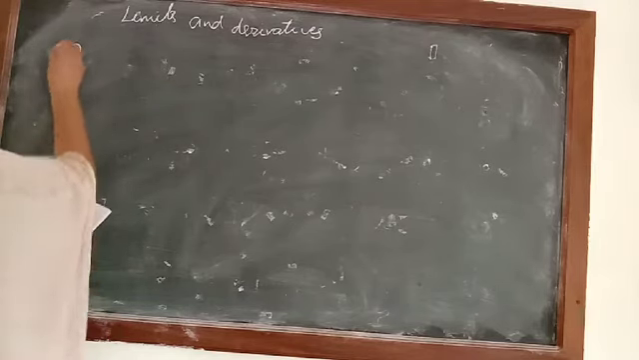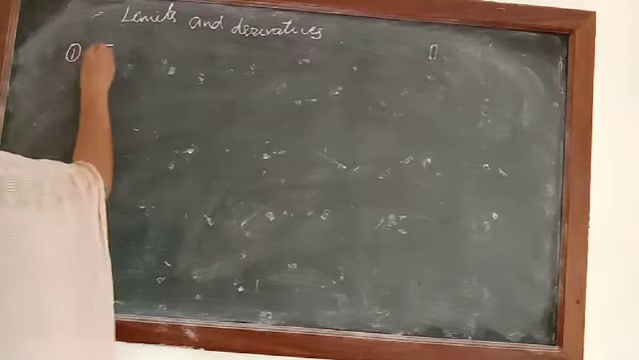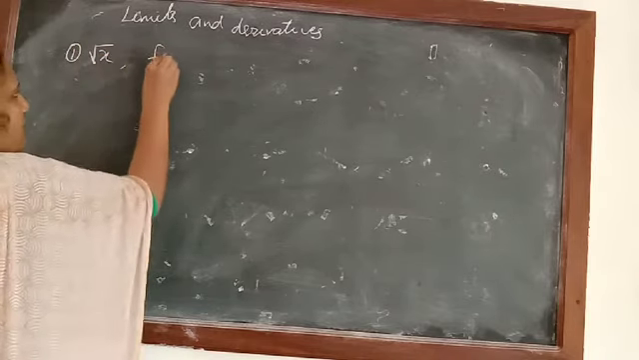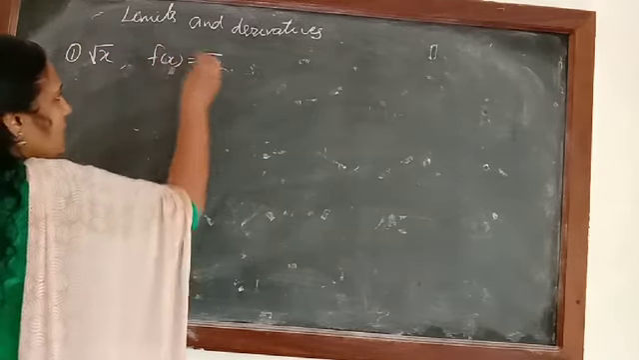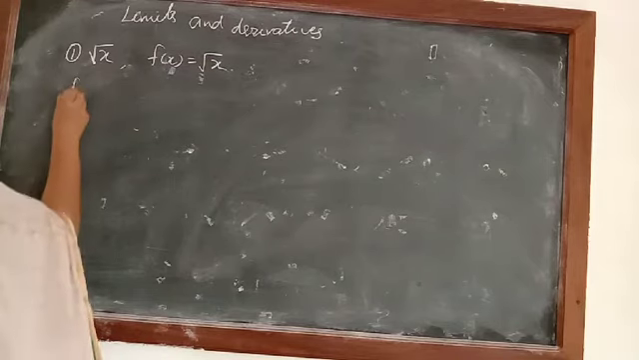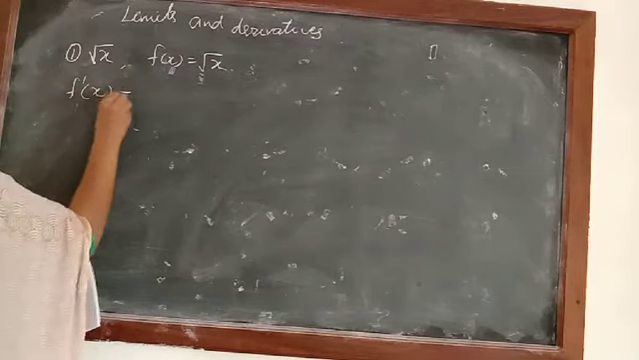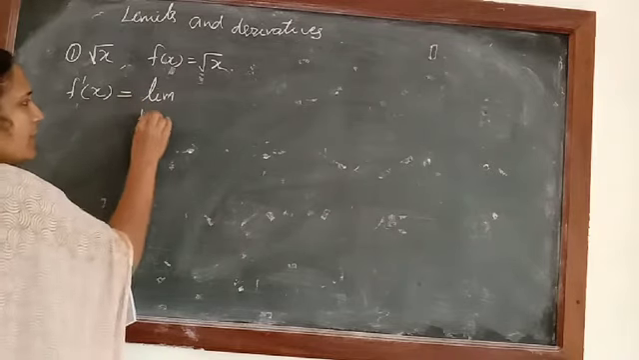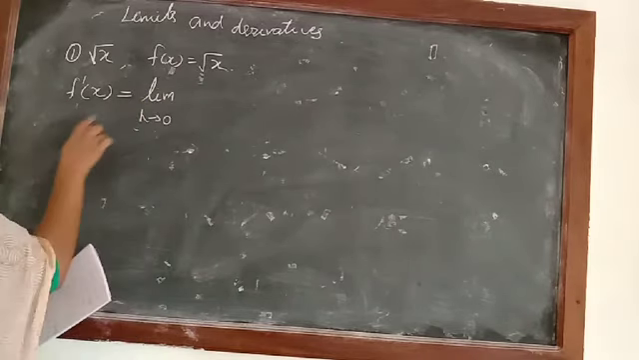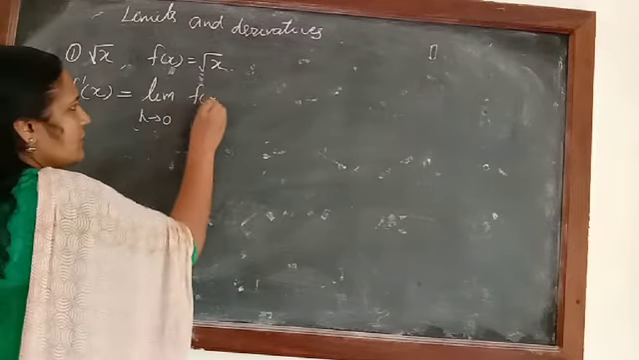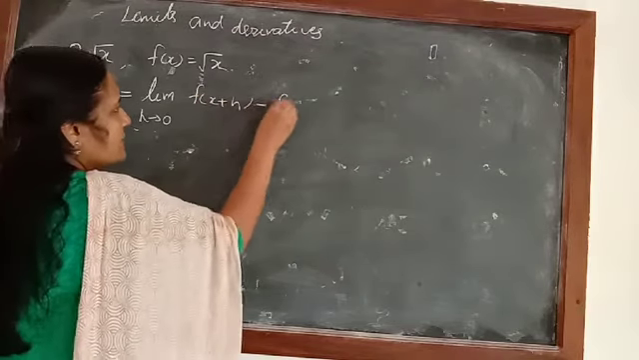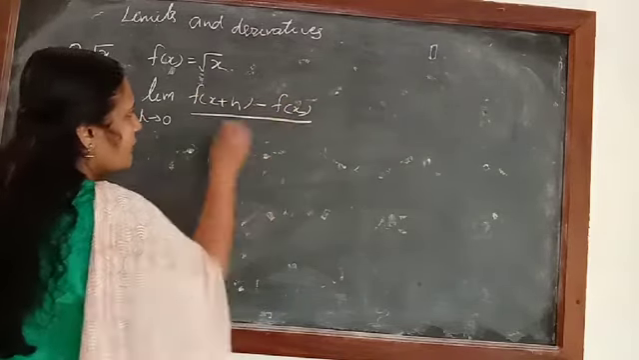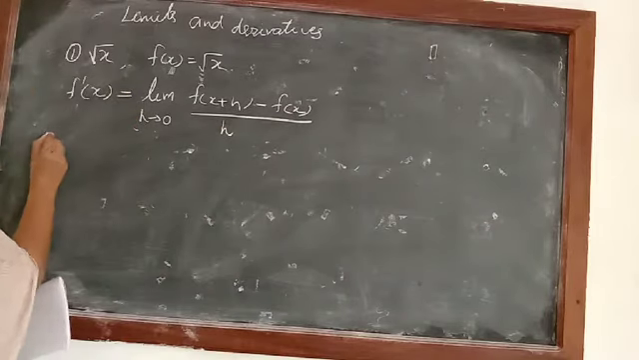In that, the first question is root x. So here we will write f of x is equal to root x. What we have to find out? Yes, we have to find out what is f dash of x. So write down the formula. F dash of x is equal to limit h tends to 0 of f of x plus h minus f of x, whole divided by h.